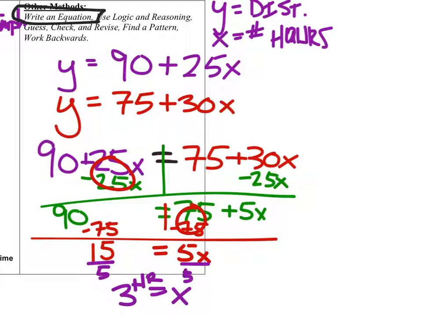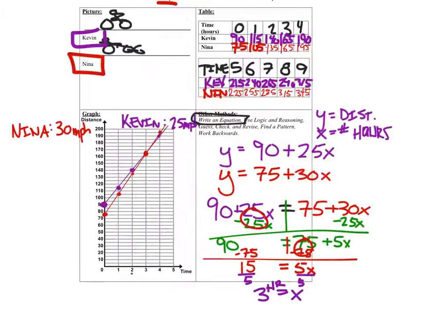But let's look again at the graph and the table. We can see on the graph at 3 hours that Nina's caught Kevin. And also in the table it shows at 3 hours, their distances are equivalent at 165 miles. Therefore, at 3 hours, Nina will catch Kevin.